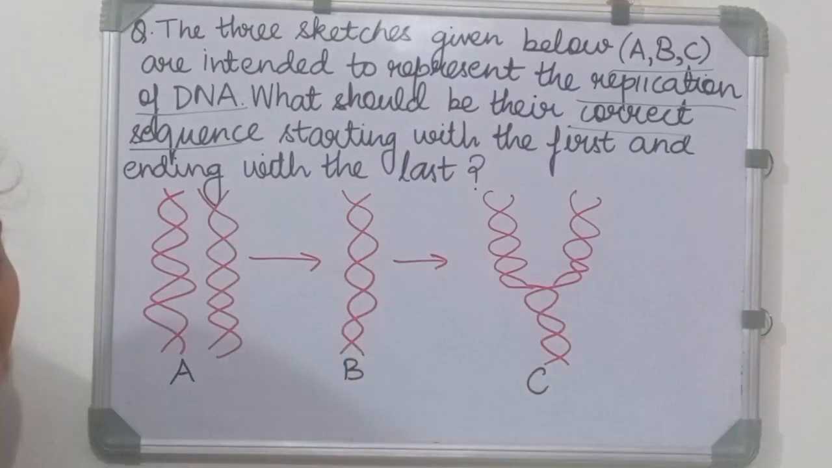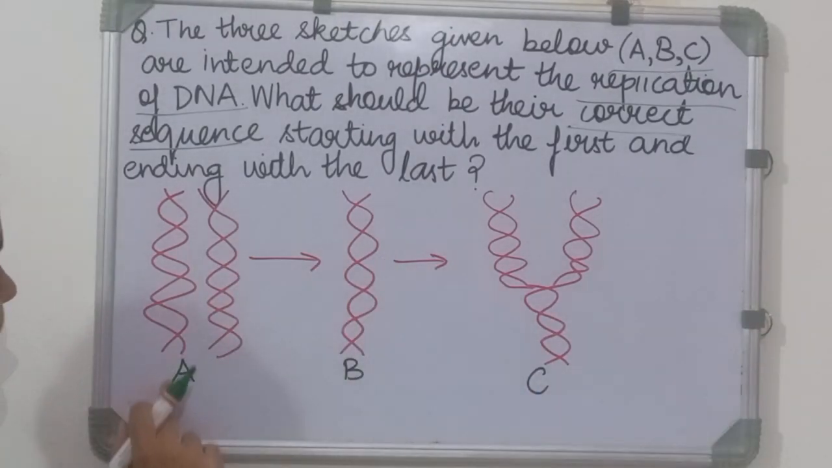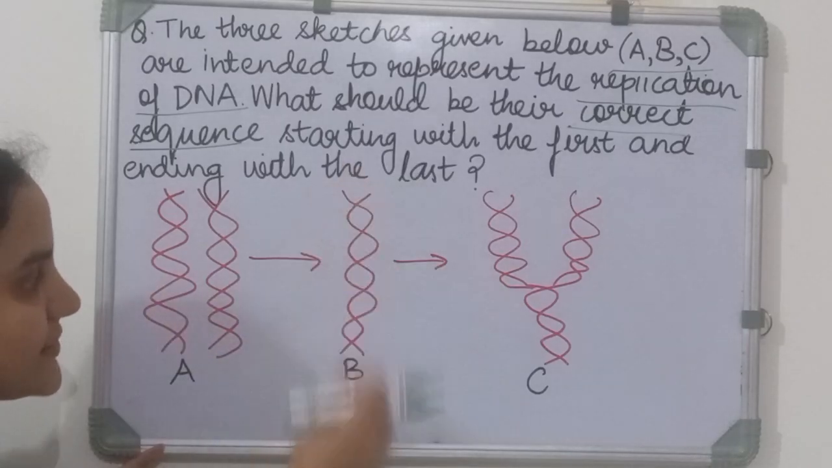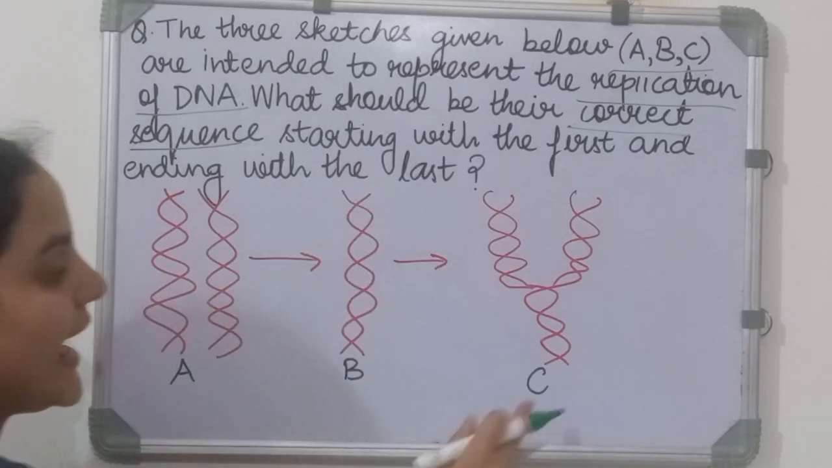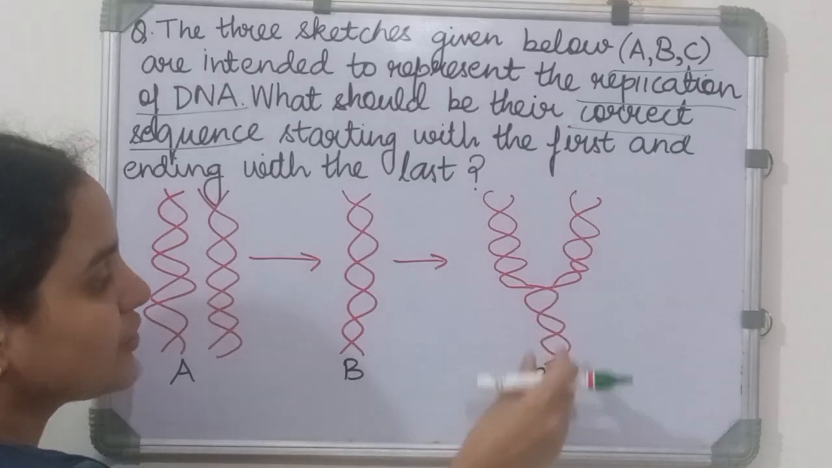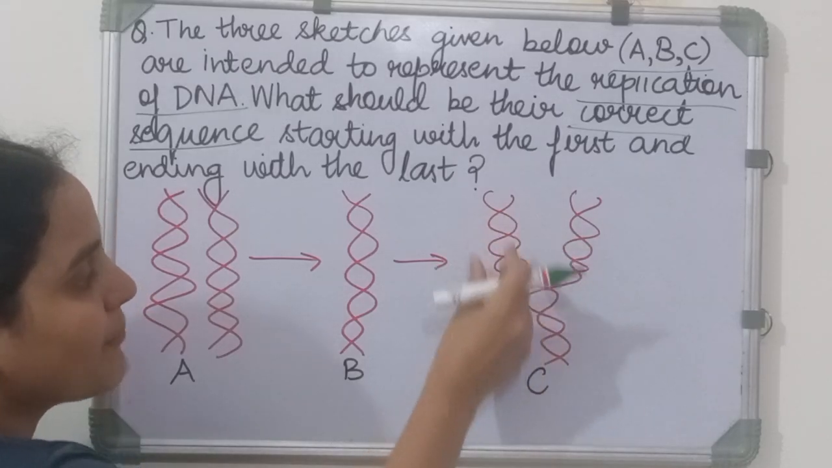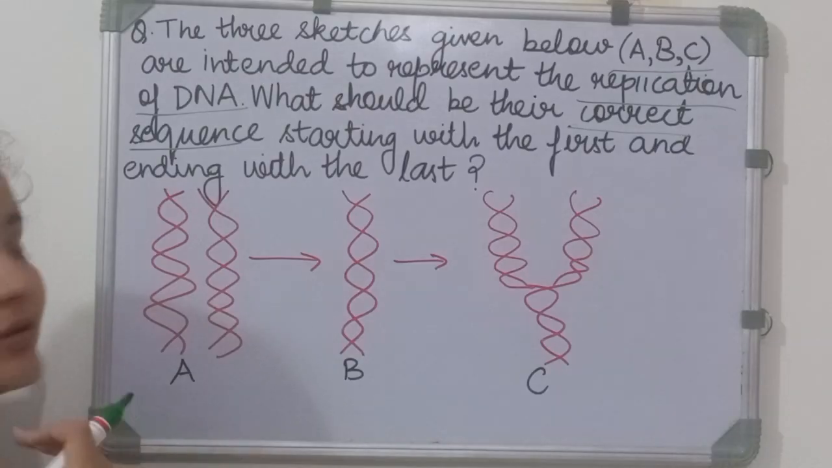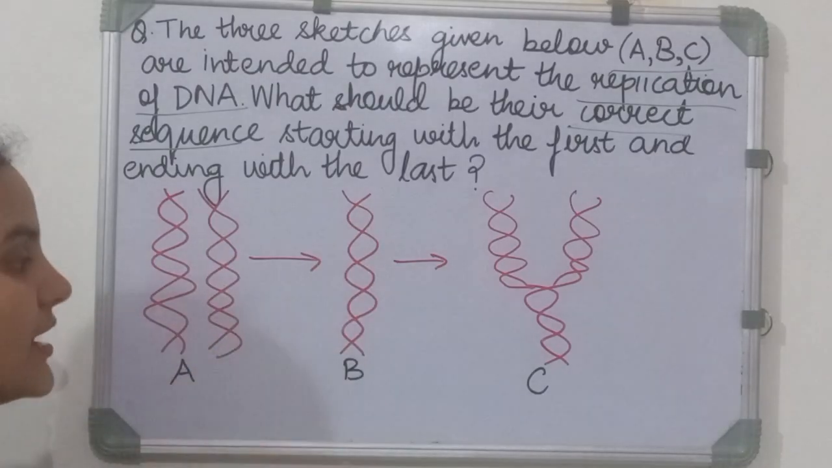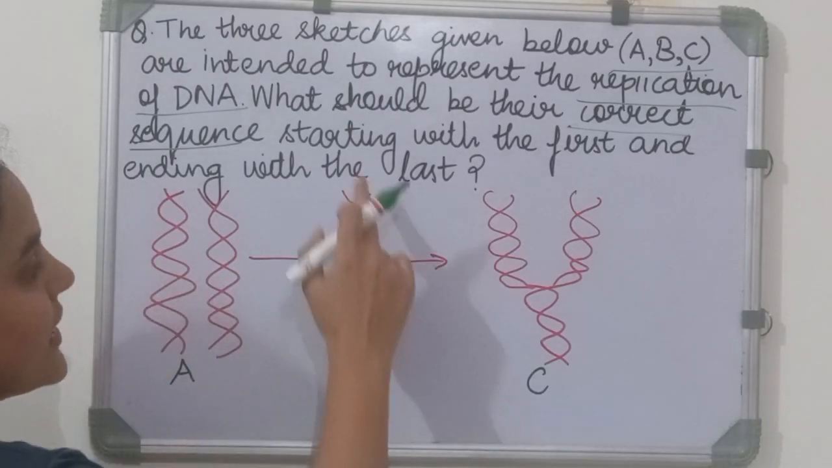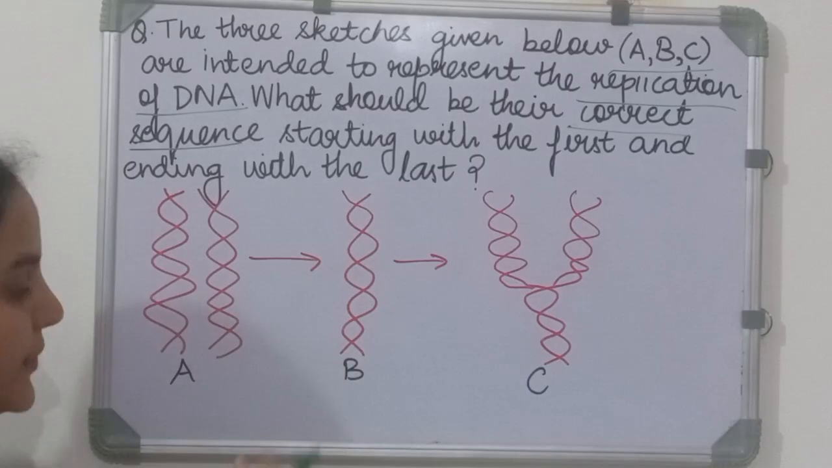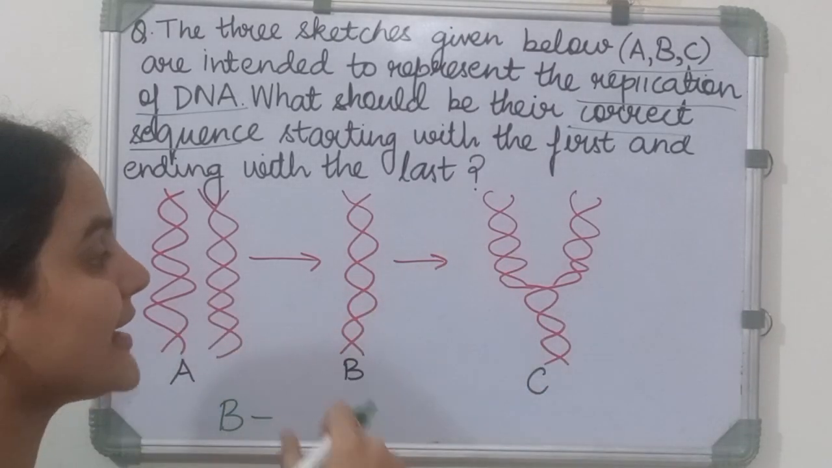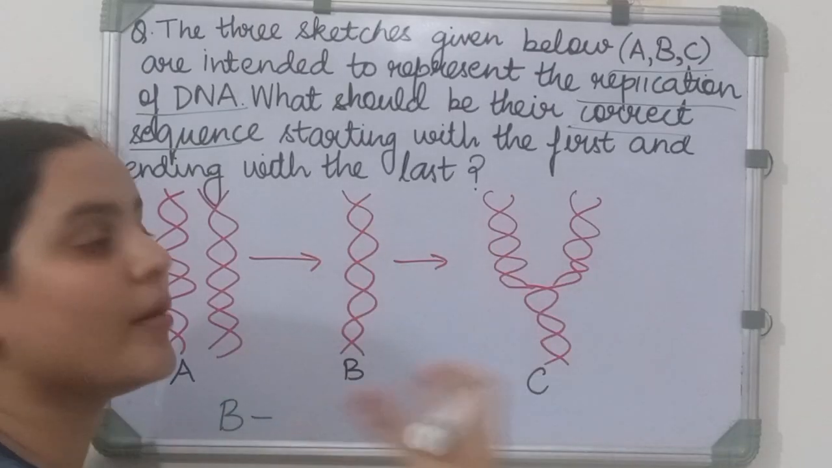So let's analyze this given figure. So A shows 2 copies of DNA, B shows a single copy of DNA, okay, and C shows a single copy of DNA which is forming new copy of DNA. Okay, so we can clearly interpret that first there will be a single copy of DNA which will unwind, okay, and form the other copy of DNA.